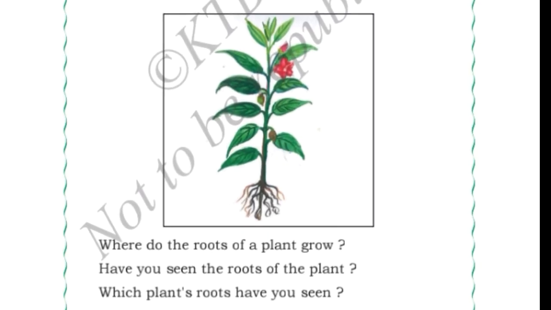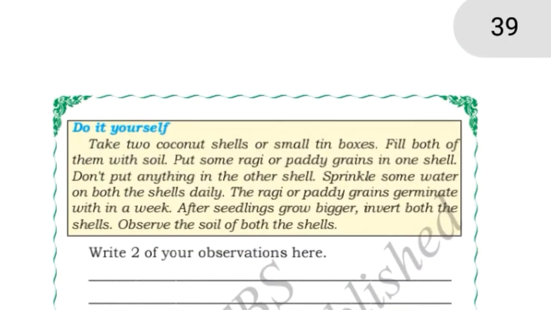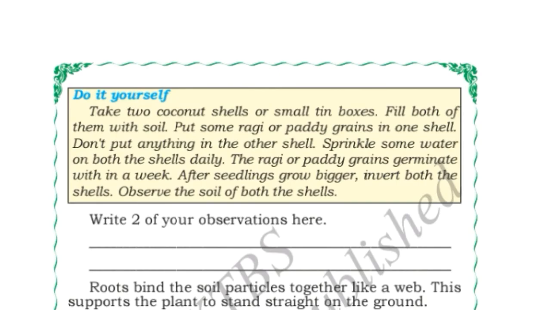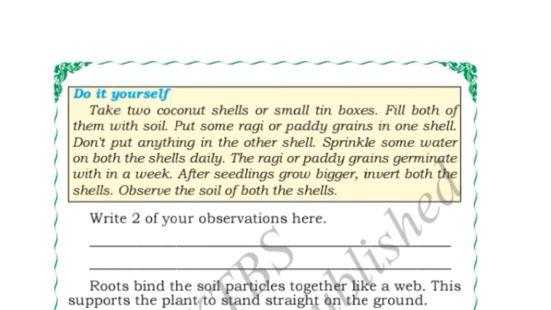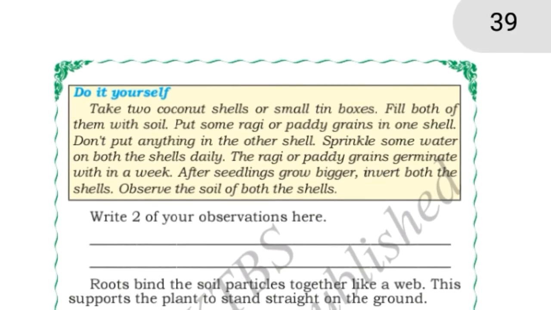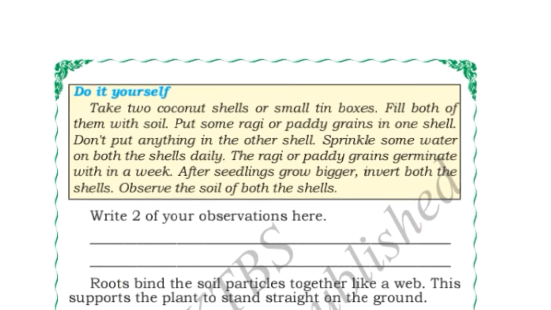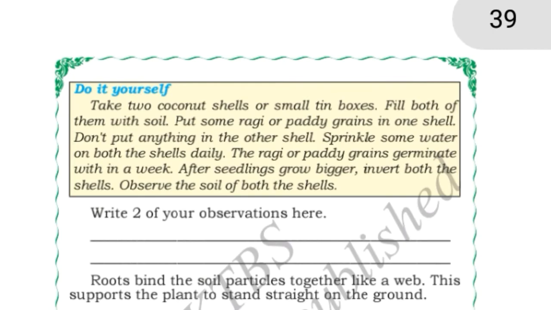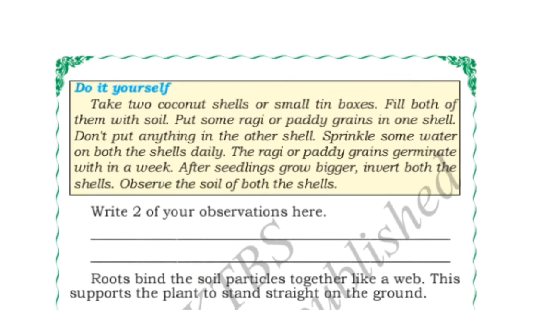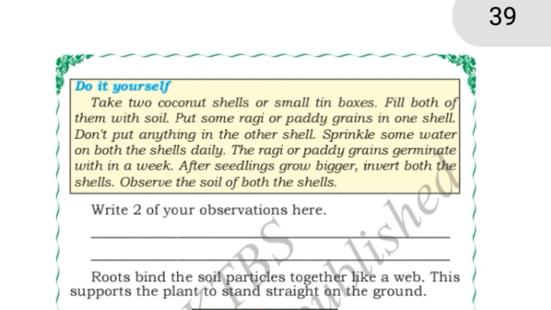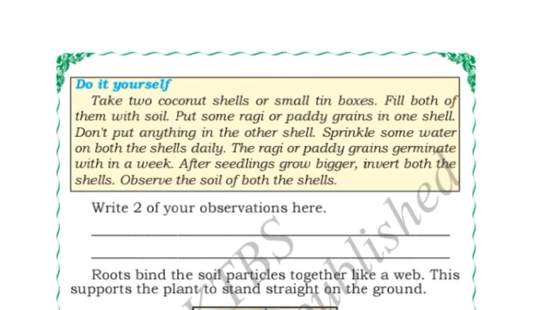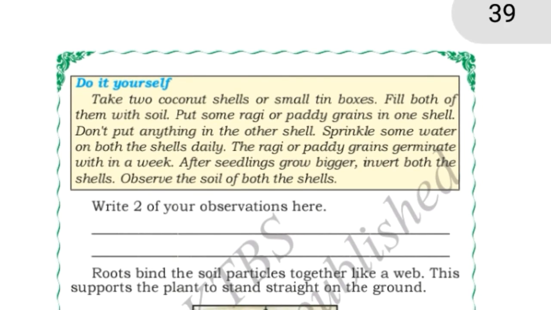Okay, next. See here, some activities are there. First one, take 2 coconut shells or small tin boxes. Fill both of them with soil. What you have to do is take 2 coconut shells or small tin boxes and fill both of them with soil, okay? And in one shell you have to put ragi and in another shell you have to put paddy grains, okay?